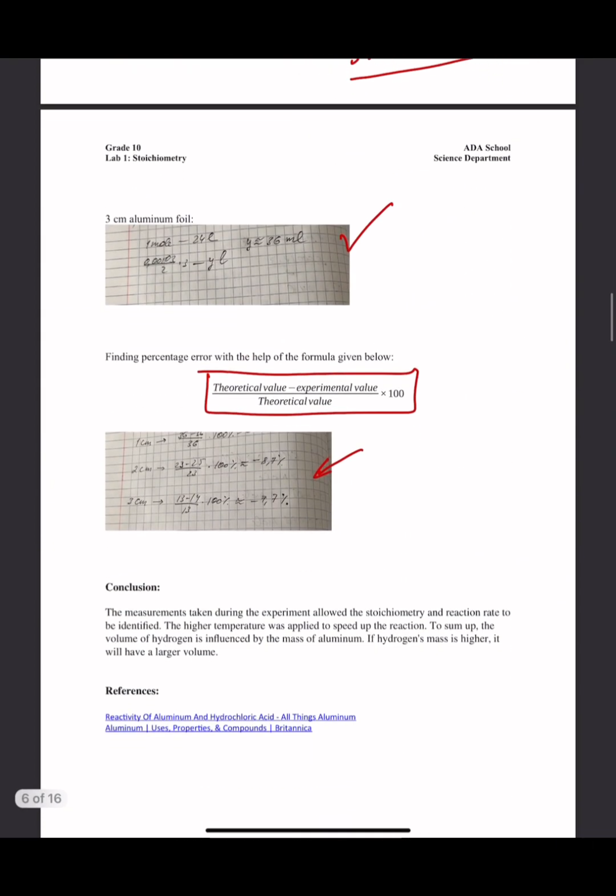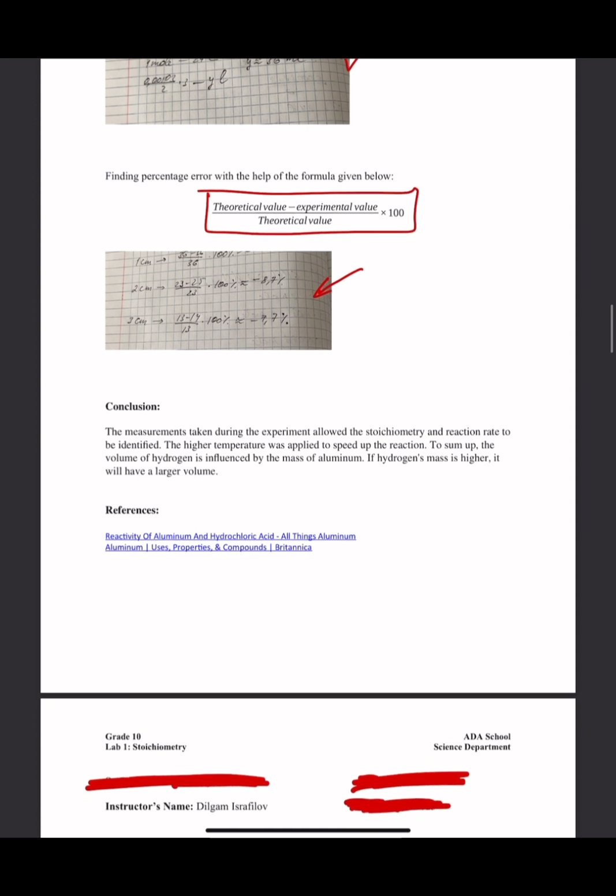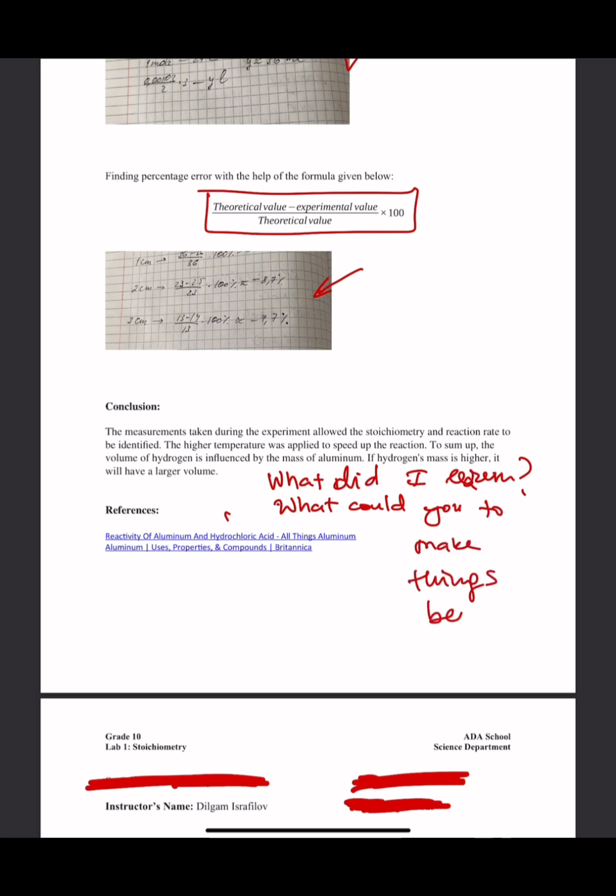And then we have here conclusion. Let's check out the conclusion. In conclusion, you need to say, what did I learn? And how could you improve? How can you improve things? What could you do? What could you do to make things better? Make things better. Okay? You need to do this.